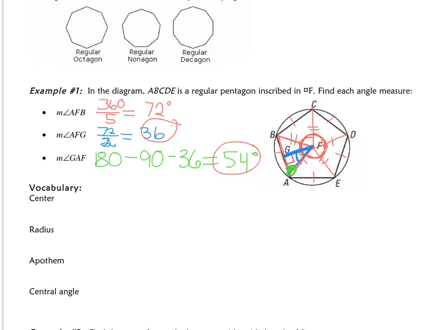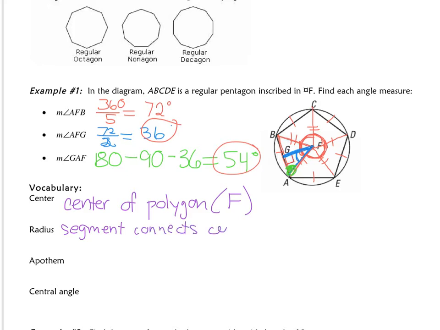All right, next up, let's define some words that we're going to use quite a bit in this section. The first one is center, and we're talking about the center of the polygon. And in this picture, we're going to refer to the same pentagon from example 1. In our case, the center is the point F. The radius of the polygon is a segment that connects the center to a vertex of the polygon.